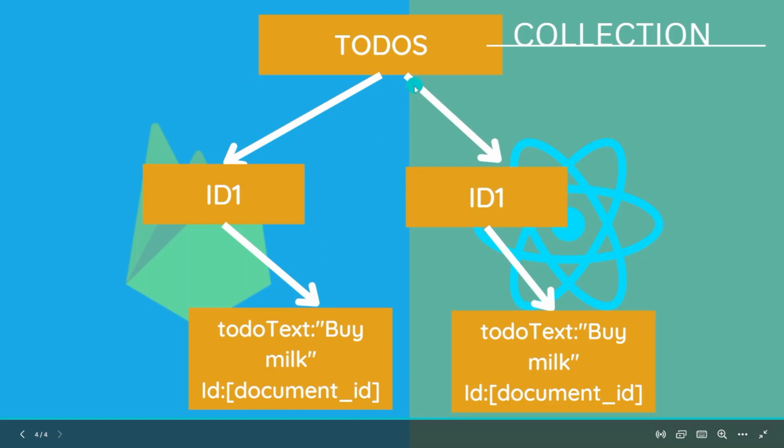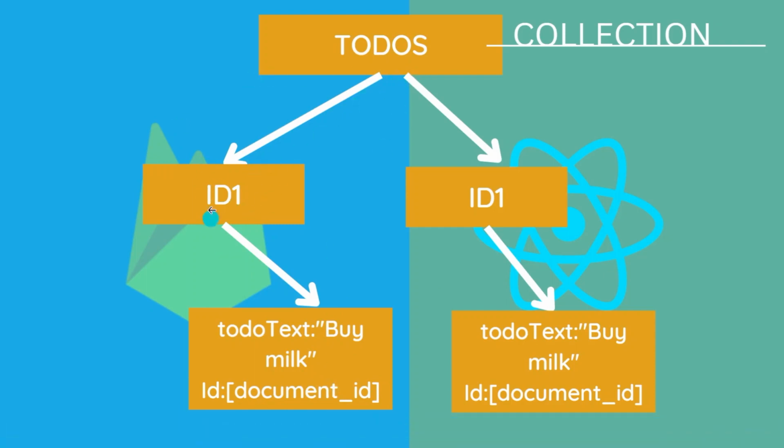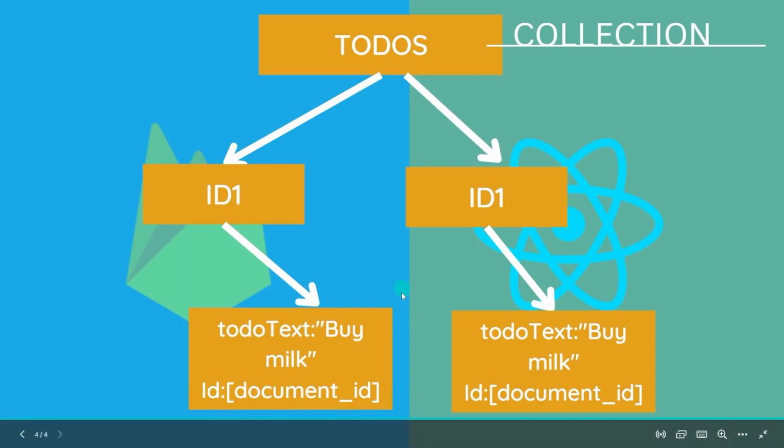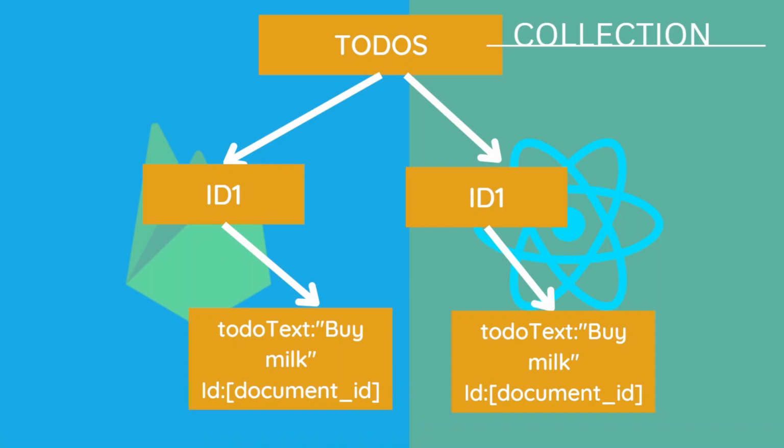We have a collection, we have the document, and the actual data that we need is a JavaScript object inside the document. So this is an overview, a simple data model of our application. So going forward, you are now ready to build a to-do list with React and Firebase.